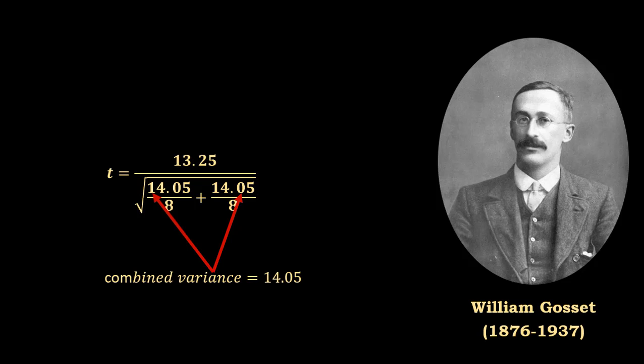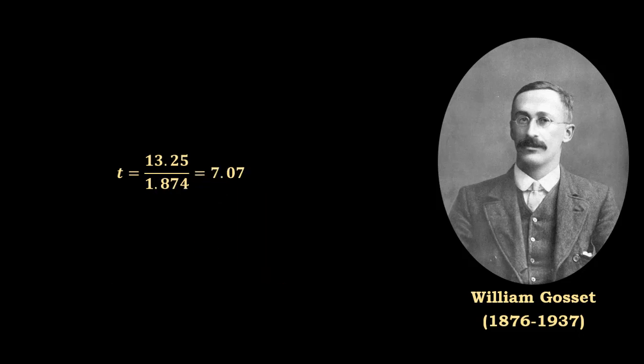So now we do 13.25 minus 0, which is obviously 13.25, and now we have to obtain the square root of all these values, and it is 1.874. So the t-score is 13.25 divided by 1.874, and that equals 7.07. That's the t-score that describes our sample.